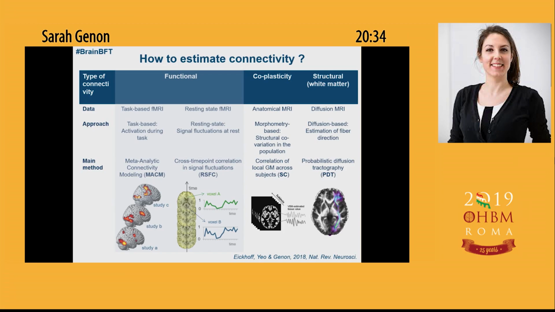Both resting state and meta-analytic connectivity modeling probe functional connectivity. They have advantages and disadvantages. For example, resting state functional connectivity is known to be highly susceptible to noise because we just look at fluctuation at rest under no constraint. But Ruby is going to talk more this afternoon about resting state functional connectivity.